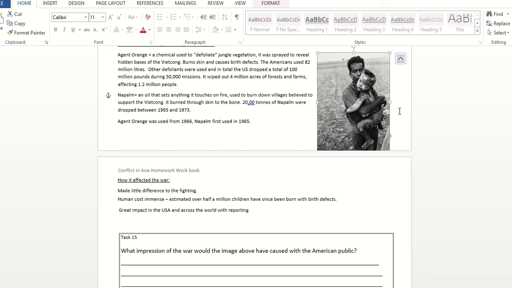However, this caused skin burns and birth defects. You can see in the picture to the right. It also wiped out 4 million acres of forest and farms, which affected 1.2 million people. The other chemical weapon used was napalm. This is a kind of oil jelly-like substance that burns for longer, and it's used to burn down villages as well as the jungle. It burned through skin right to the bone.